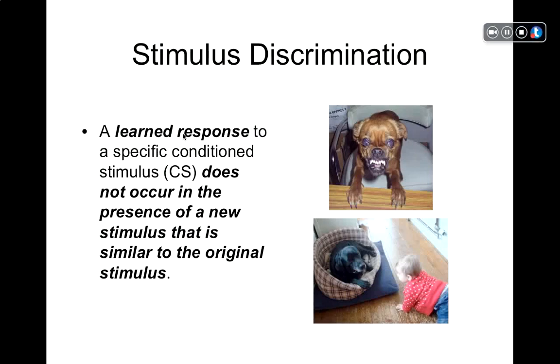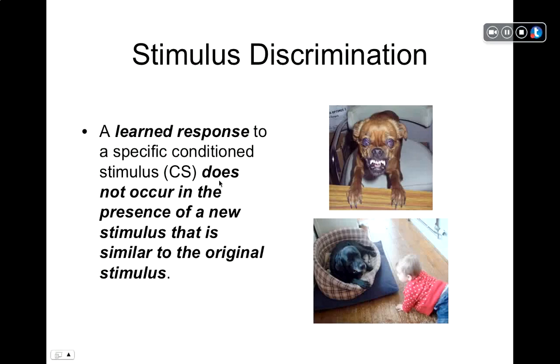Stimulus discrimination is just the opposite. Here's your textbook definition. A learned response to a specific conditioned stimulus does not occur in the presence of a new stimulus that is similar to the original stimulus. All right, so here's an example of stimulus discrimination. So here's this little guy, right? So there's 2 dogs in the house that he lives. This little guy has learned to fear the mean Chihuahua because the mean Chihuahua is always very vicious and scary. However, this little boy can interact successfully with the old, easygoing Labrador. So in this case, this little guy is able to discriminate between a dog that is possibly a threat and a dog that is not a threat. And again, this is stimulus discrimination. So instead of fearing all dogs, he learned to fear this dog and not that dog.